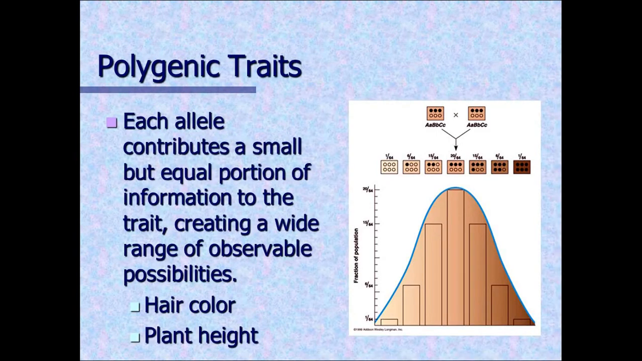Another type of inheritance that doesn't involve dominant or recessive alleles is polygenic inheritance. A polygenic trait has a large number of alleles, each contributing a small but equal portion of information to the final trait. This creates a wide range of observable possibilities for that trait. If you think about hair color, specifically brunettes, when someone says they have brown hair, you have a wide variety, from really dark blonde to almost black. This is the result of polygenic inheritance.